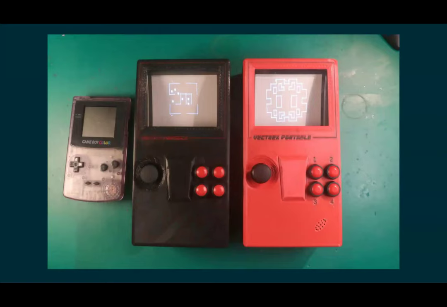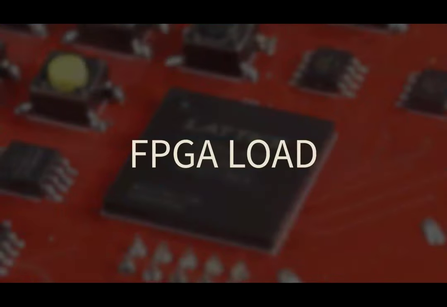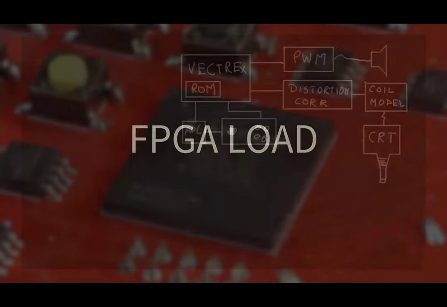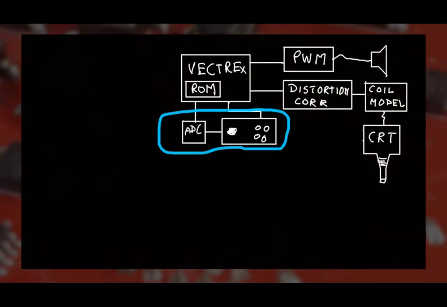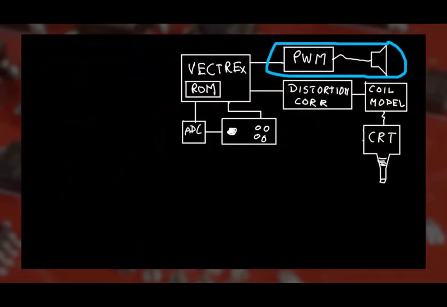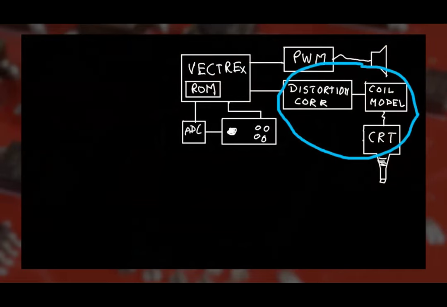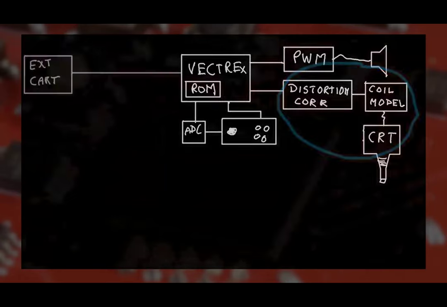And yeah, that's it. A little bit more about the FPGA load, because I told you that there's a Vectrex in there. That's correct. The Vectrex is here. It includes the ROM, so you can play Minesweeper. It's connected via an ADC to the joystick. The joystick is analog plus the buttons. It has a PWM generator, so I can connect the speaker to it. And it drives a CRT, but it has to do that via distortion correction, because those CRTs have the electron gun in the bottom, so the native image looks like this. So it needs to correct for that. And it also has a coil model correction because of the deeper coil magic that I talked about.